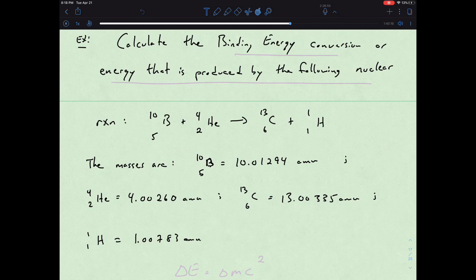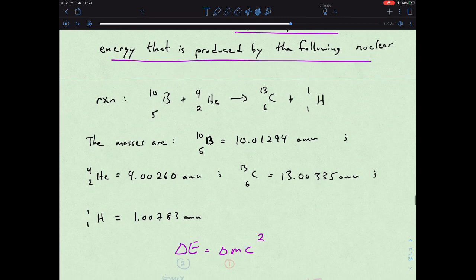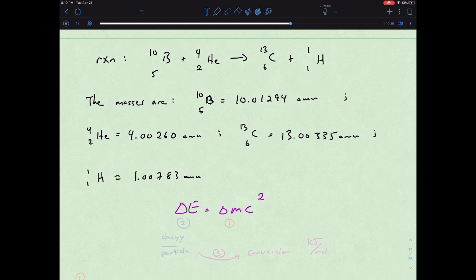So when we're looking at this notion of binding energy, the energy that is produced from the following nuclear reaction, we're looking at this expression. So the first step here would be really to get at our delta M. And then we can get to our energy, but realize that that's going to be in an energy per particle unit. So there has to be a third step, which is then a conversion to get this into terms of an actual energy of kilojoules per mole.